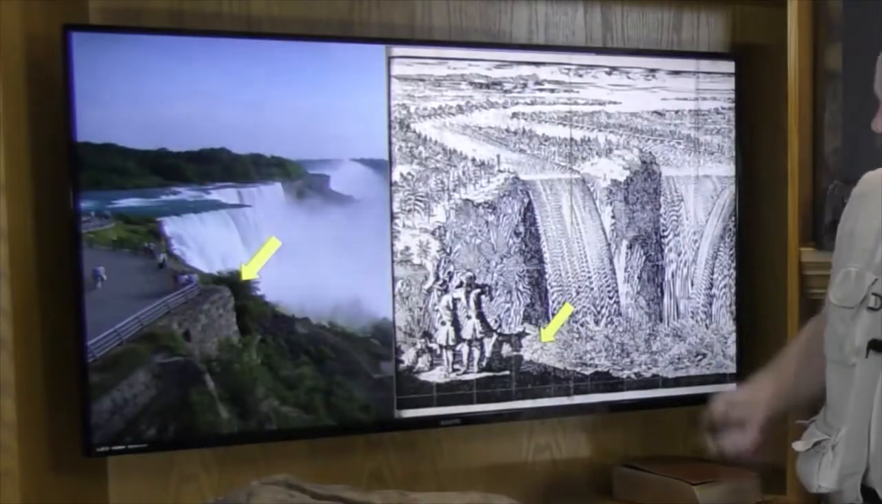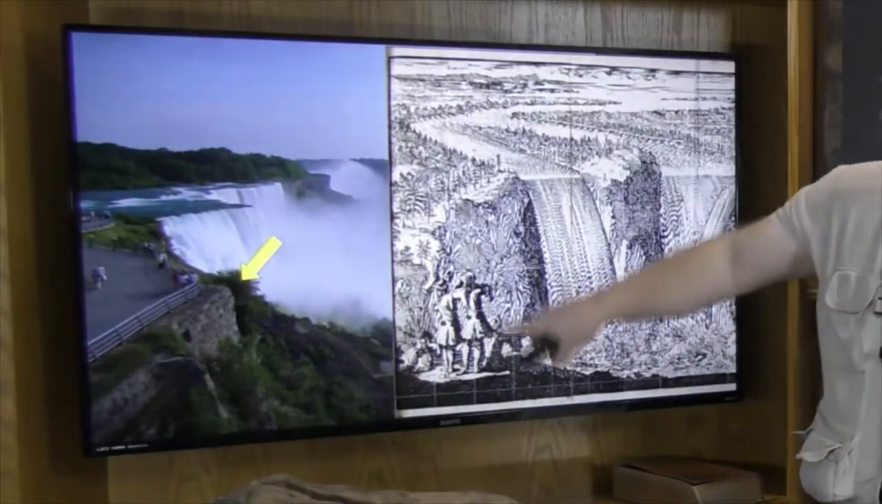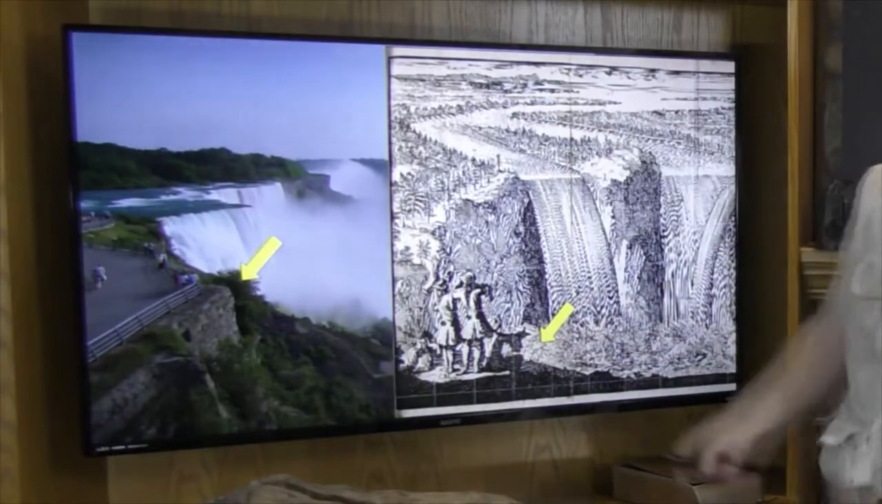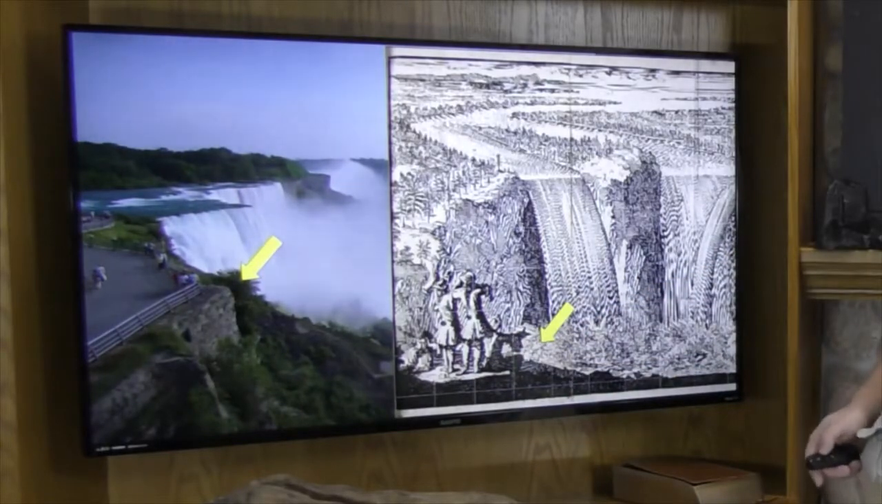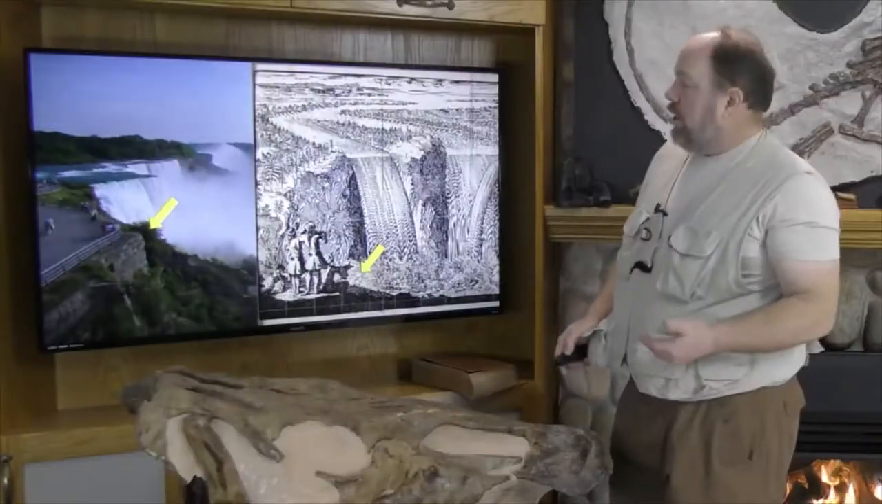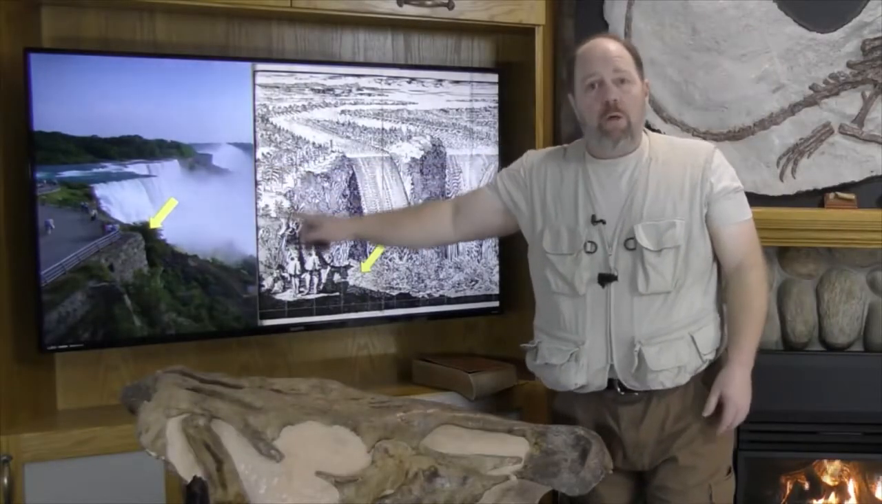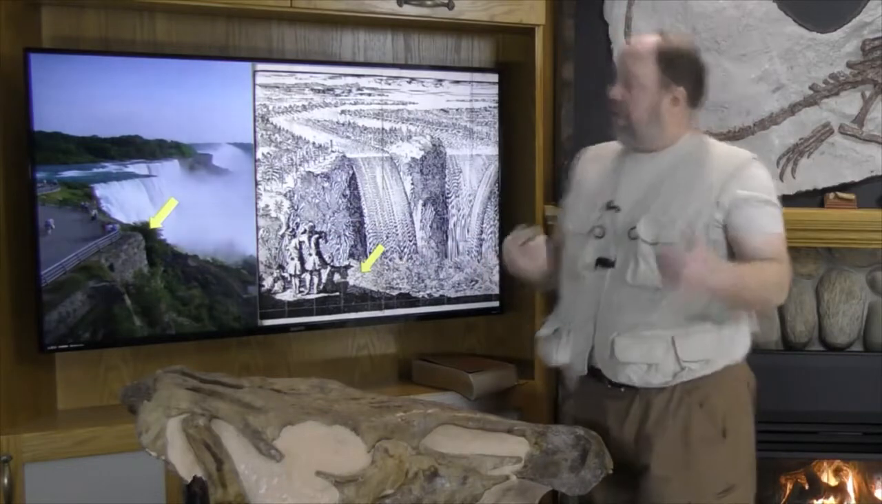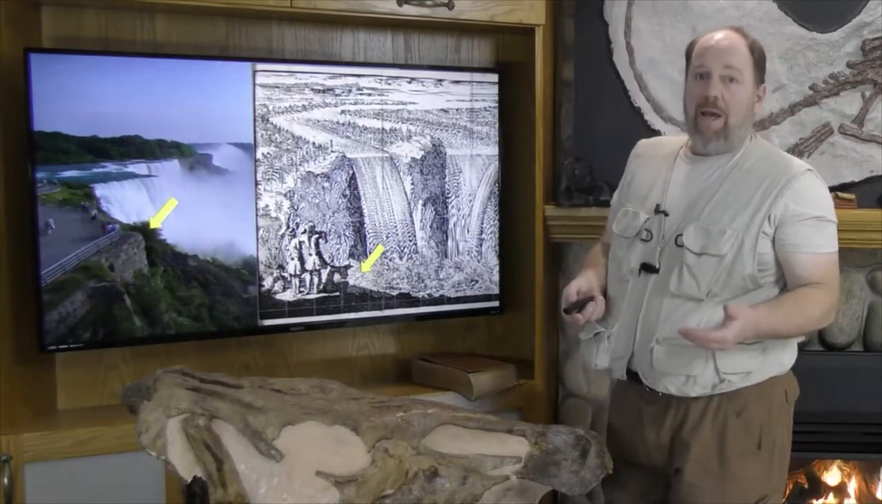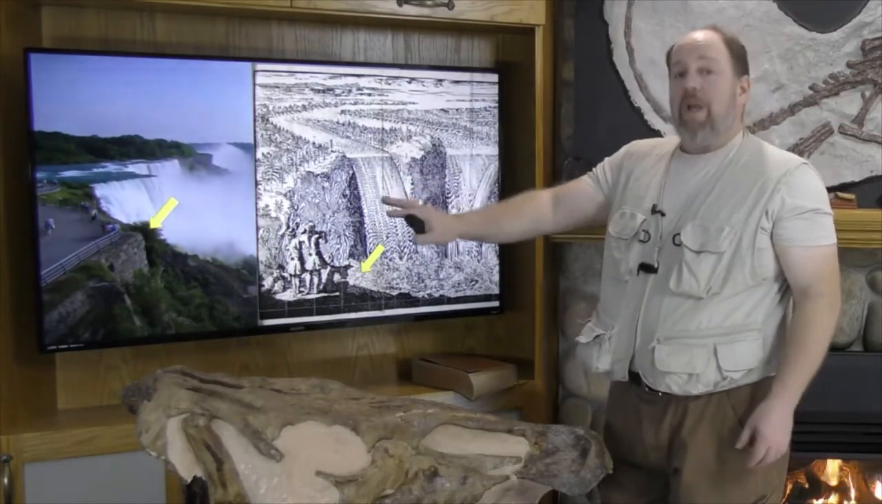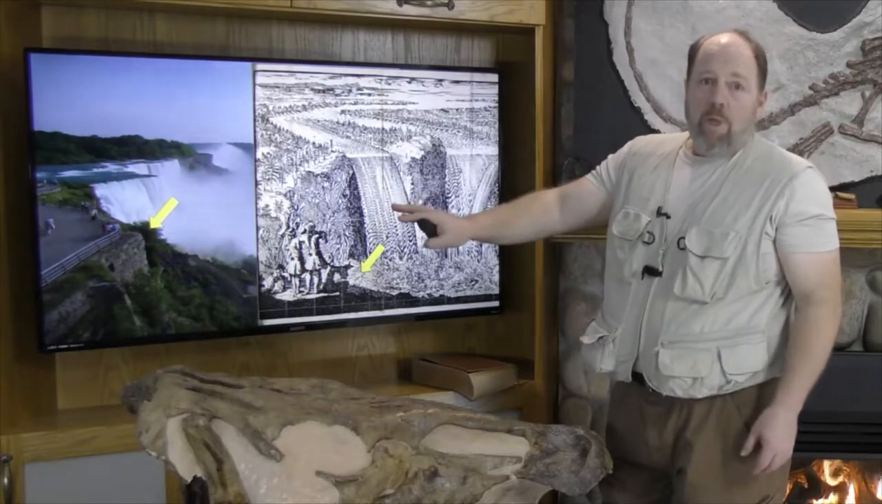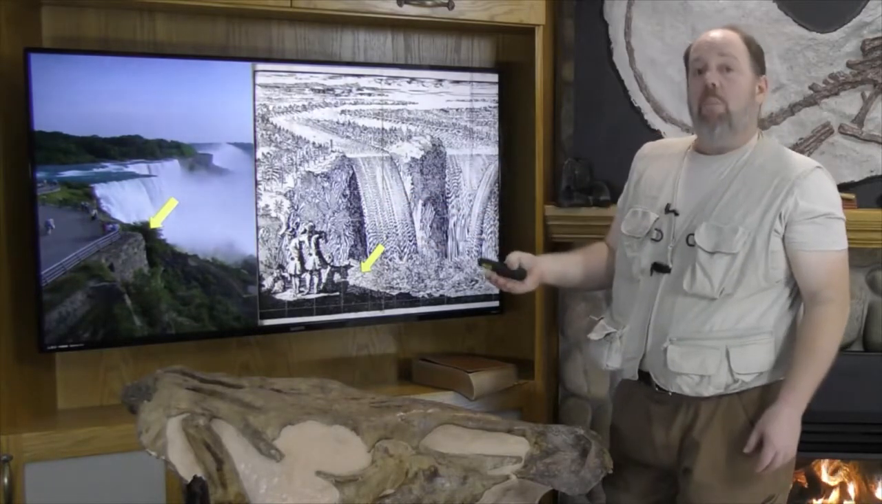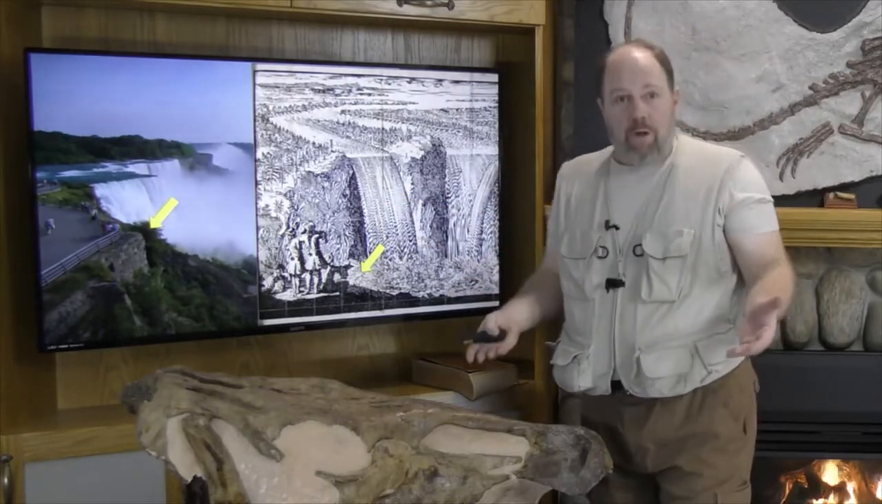This point in the drawing is Prospect Point. Now, it should be noted that the original Prospect Point was quite a bit larger and more prominent. It collapsed in the 1950s and, as seen here, is reconstructed to look like the original. It was a prominent vista from which visitors could enjoy the falls.